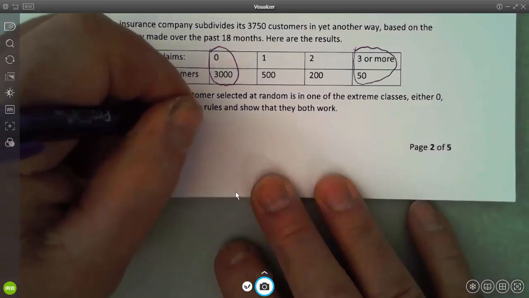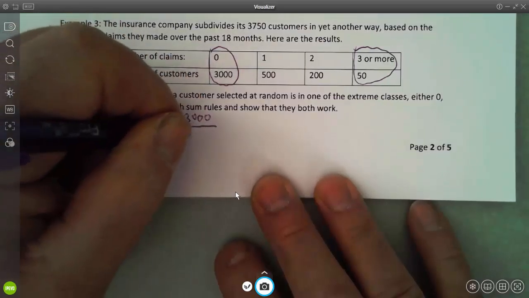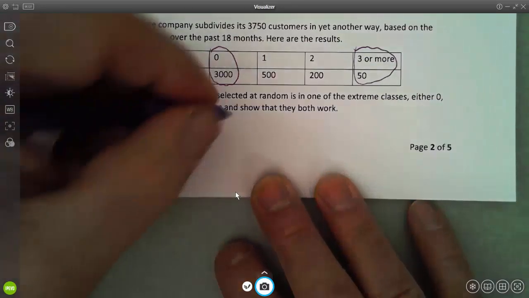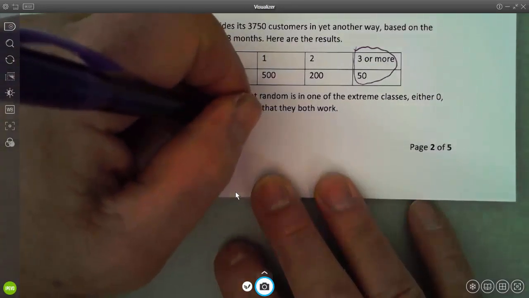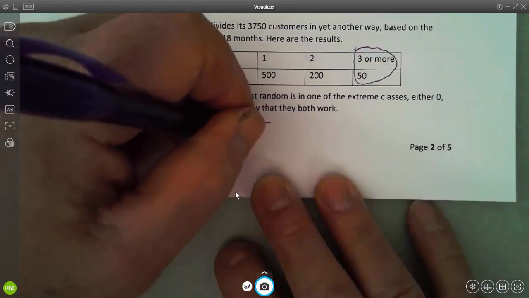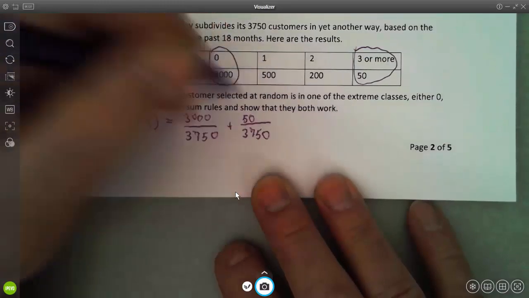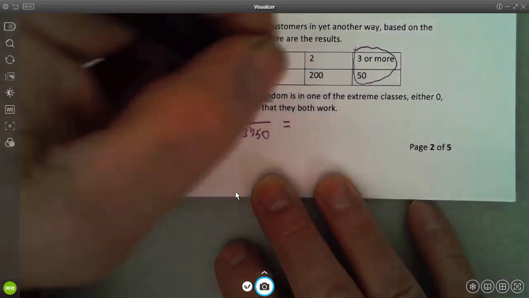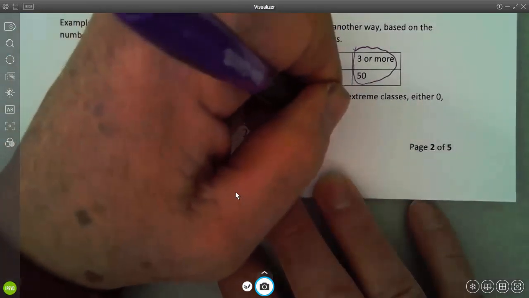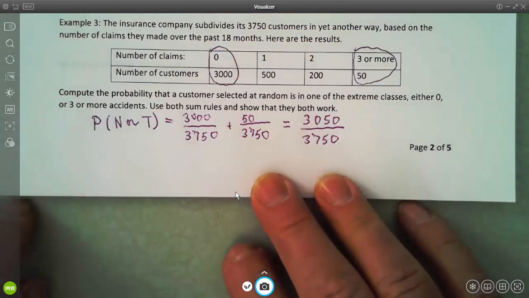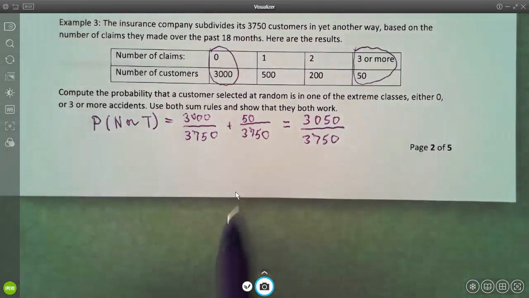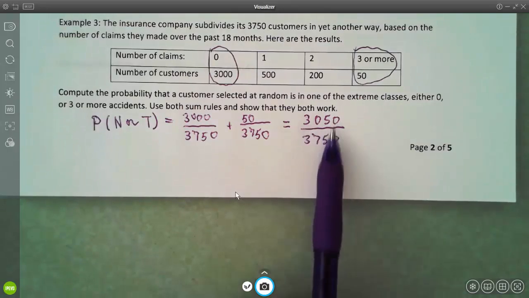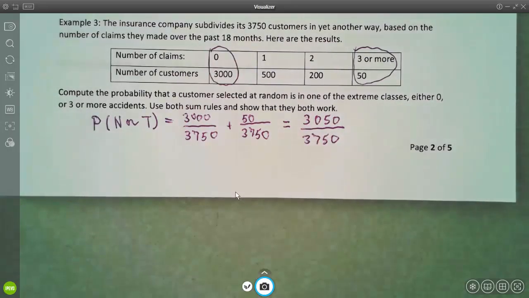3,000 of the 3,750 customers made no claims. 50 of the 3,750 customers made 3 or more claims. So the probability that a customer made either 0 or 3 or more claims is 3,050 divided by 3,750.